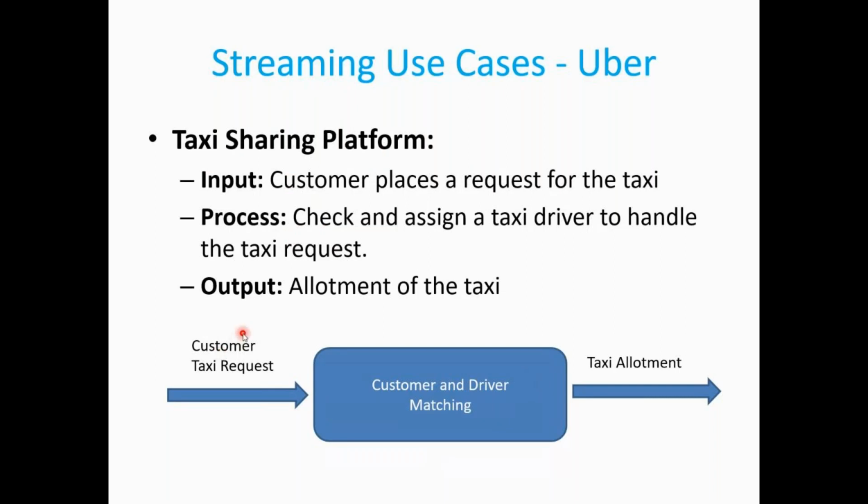Let's say you are a customer of Uber and you try to place a request for a cab. Uber uses Spark structure streaming in the background to match or connect the customer and the driver. And finally, the cab gets allocated to the respective customer.